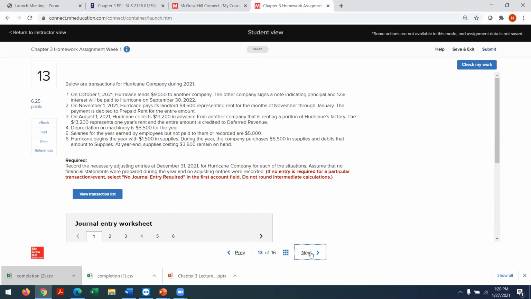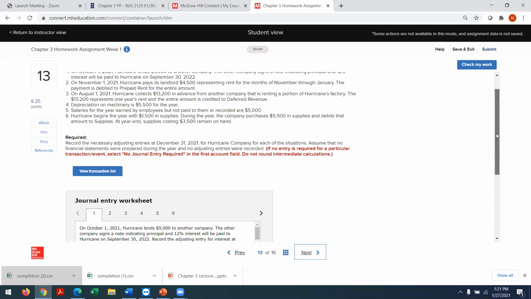Do this one. On October 1st, 2021, Hurricane lends $9,000 to another company. So guys, think this through. Hurricane's not borrowing the money, they're lending the money. The other company signs a note indicating principal and 12% interest that will be paid to Hurricane on September 30th of 2022. Record the necessary adjusting entries at December 31st, 2021 for Hurricane Company.